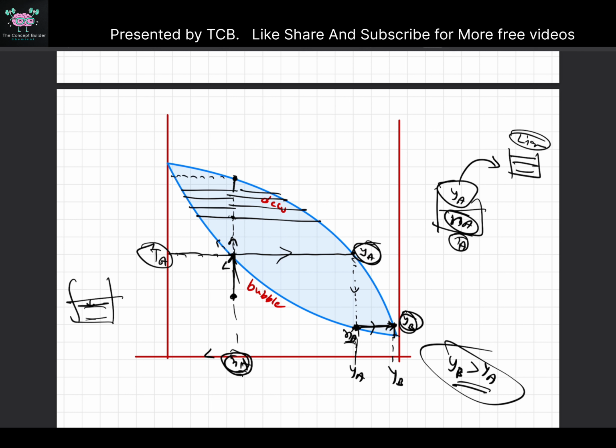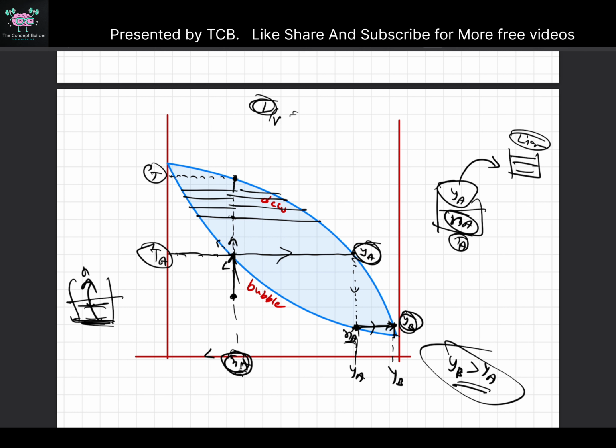But what will happen if you vaporize all the liquid? At this temperature, the whole amount of liquid will be in vapor, so L will be 0. As you can see from the L by V rule also, L is the length of Y composition minus X composition. At this point Y and X are both equal, so L is 0. Basically you don't have any liquid left.